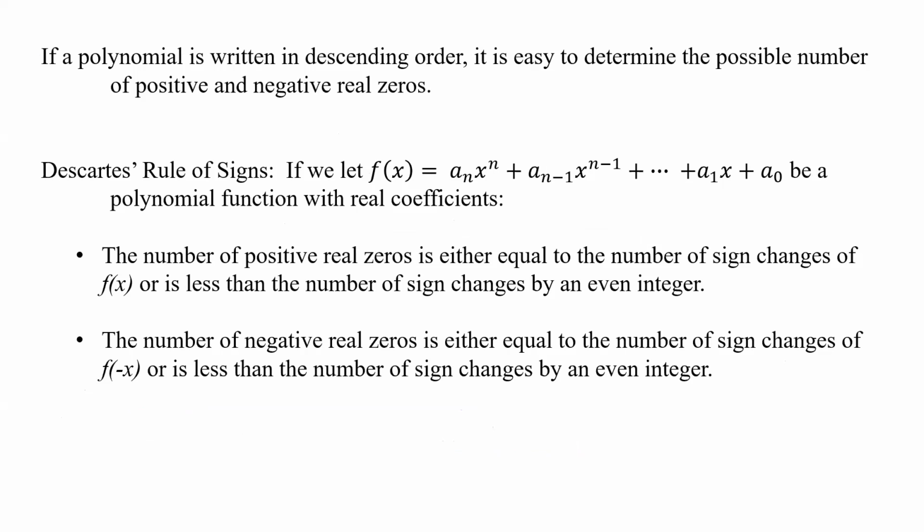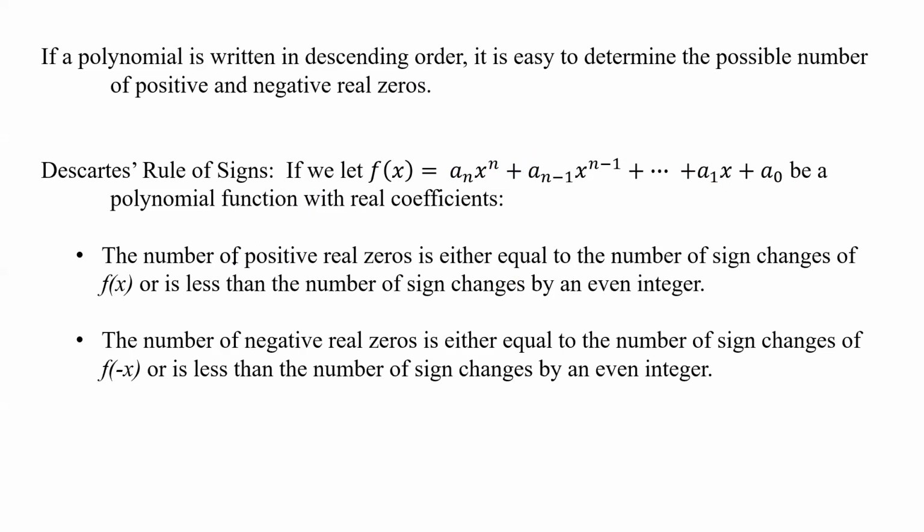All right, so another thing that's going to help us is called Descartes' Rule of Signs. So basically, if you have your polynomial written in descending order, we can actually determine the number of possible positive and negative zeros using Descartes' Rule of Signs. So if we have our long polynomial again, and it's a polynomial function, real coefficients, descending order, the number of positive real zeros is going to be equal to the number of sign changes in our function here. So if it goes plus, plus, plus, plus, plus all the way through, and there's no sign change, that'll be 0 positive real zeros. Or if you just have one sign change, that's going to be 1 positive real zero.